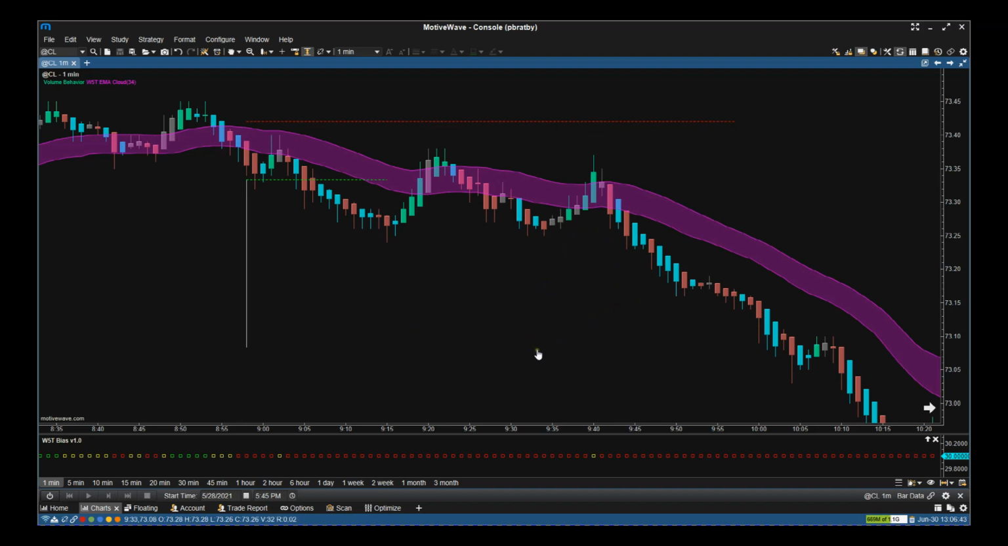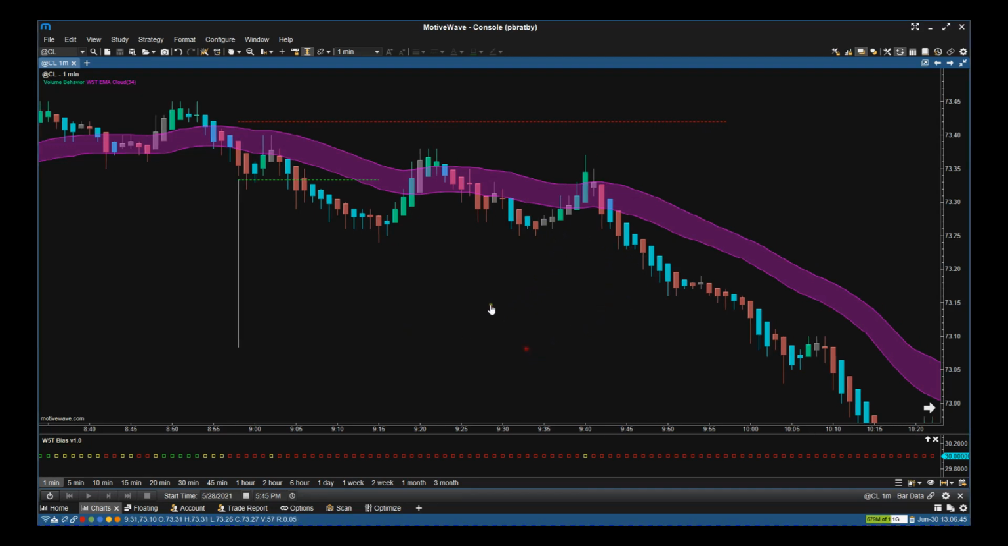I'm going to talk about how to use them when scalping, along with our EMA Cloud, which is set to 34, and our bias indicator down here at the bottom. The bias indicator looks at a higher time frame automatically and tells you whether that bias is bearish, which is red, bullish, which is green, and neutral, which is the yellow.